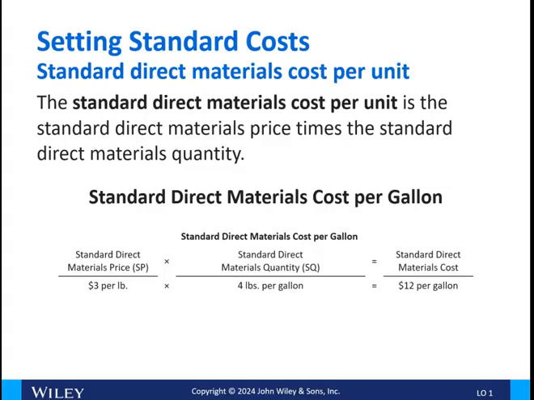So now if we get the standard direct materials cost per unit, again, we're talking about finished goods unit. We just take the standard direct materials price. In this case, we have $3 per pound. The amount of materials we're going to use, in this case, 4 pounds per gallon. Gallon is our ending unit of measure. So $3 per pound times 4 pounds, we get $12 per gallon. Our standard would be set at $12 per gallon, the gallon being our finished goods unit.